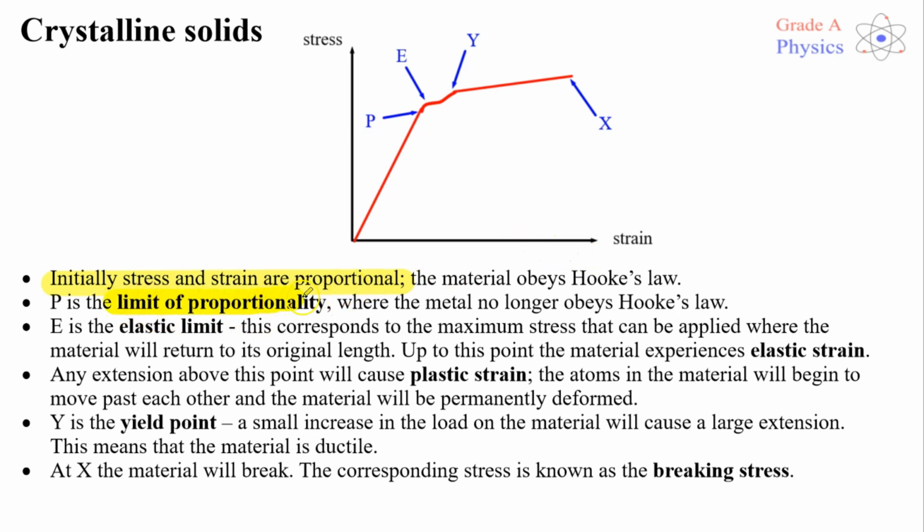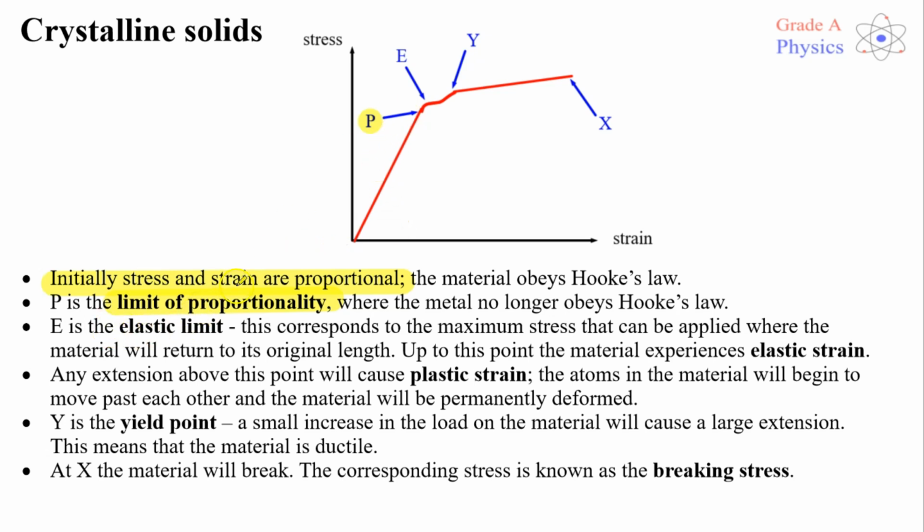And then we have the limit of proportionality. So P is the point beyond which the relationship is no longer a straight line through the origin. So there's a bit of curve here. However, it's below the elastic limit. So even though there's this little curved section here, if we take the load off, it will still go back to its original length, which is the definition of elastic behavior.